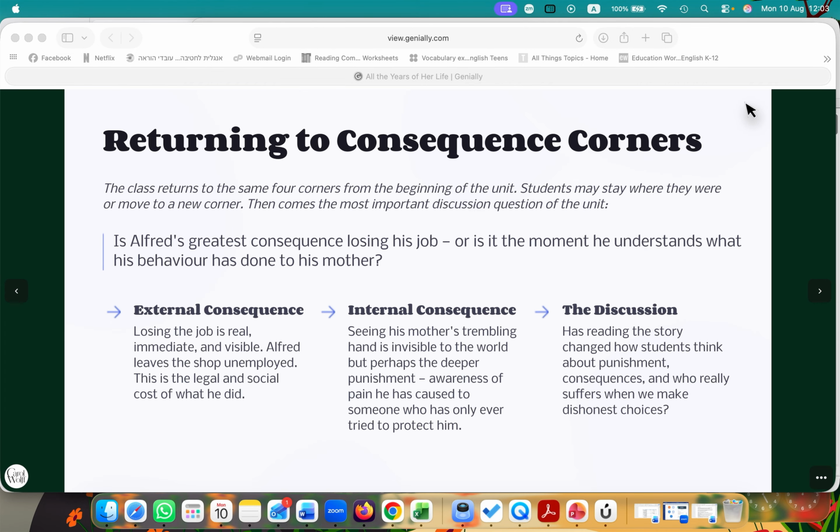Now, bring the class back to the same four corners activity we did earlier. They can stay where they originally chose or move. Then ask the most important question of the unit. Is Alfred's greatest consequence losing his job or finally understanding what his behavior has done to his mother? One is public and immediate. The other is private and emotional. And the activity helps students see that the loudest, most visible punishment isn't always the one with the deepest effect.